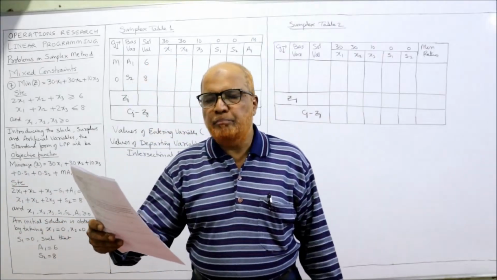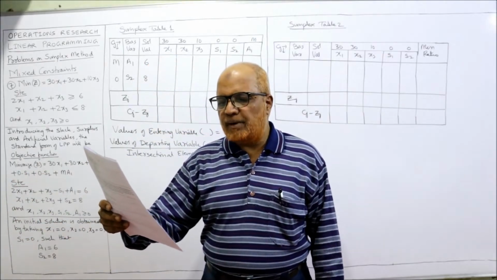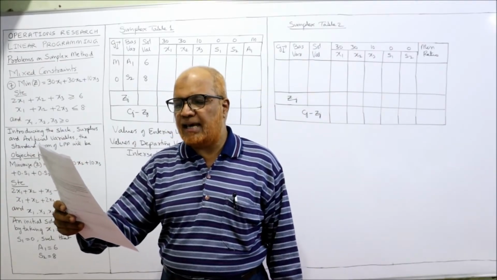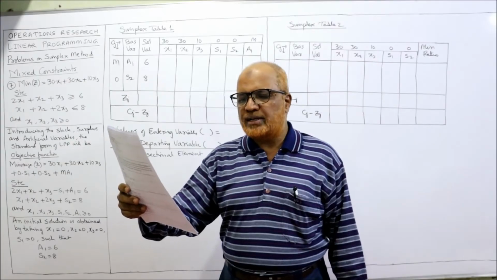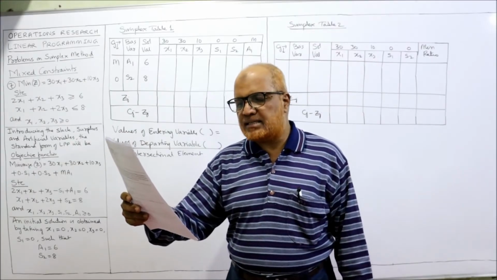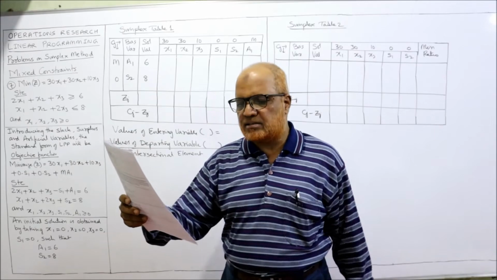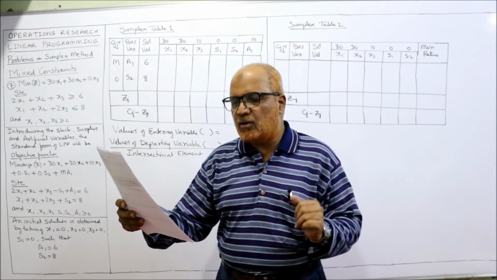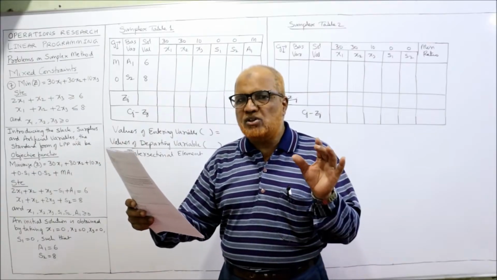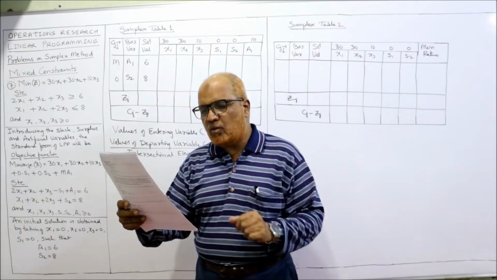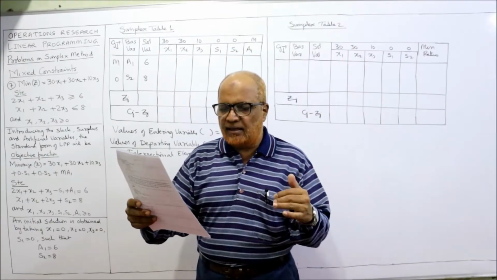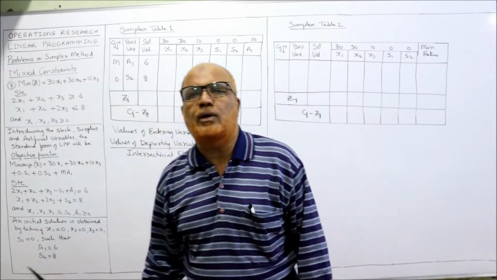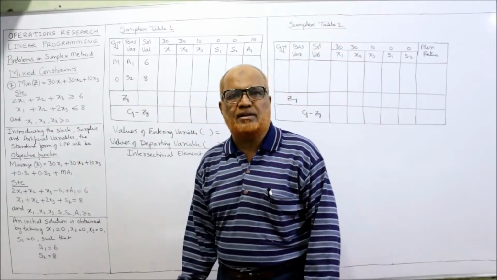See the 7th problem, mixed constraints. Solve by simplex: minimize z equal to 30x1 plus 30x2 plus 10x3, subject to constraints 2x1 plus x2 plus x3 greater than equal to 6 and x1 plus x2 plus 2x3 less than equal to 8. The problem is of minimization type, but one inequality is greater than and the other inequality is less than, and x1, x2, x3 are greater than equal to 0. This is the non-negativity restriction.